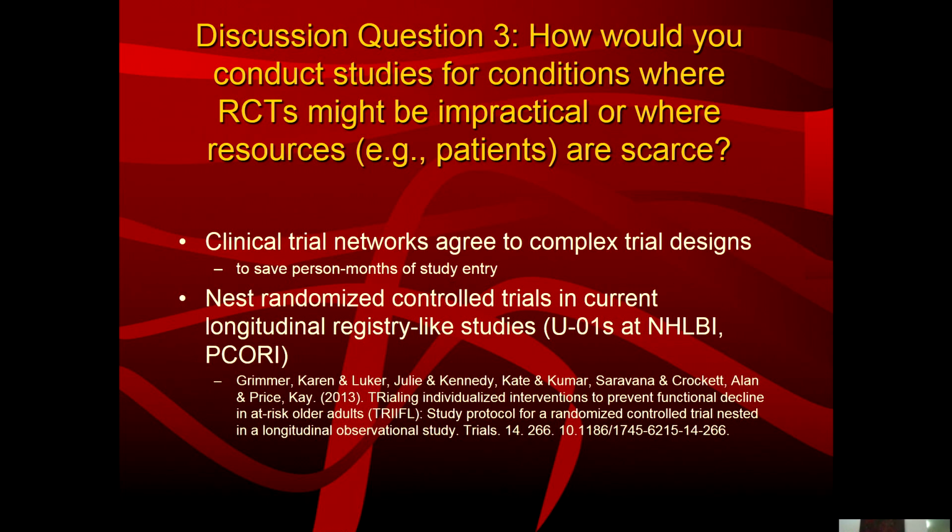There's a clinical trials network being formed by the American Society for Hematology. There's been a federally funded clinical trials network in the past, so networks are good. You need 20 to 50 sites to do most studies, and each site will contribute anywhere from 2 to 30 patients. You could do nested randomized controlled trials as part of longitudinal studies, either currently funded or about to be funded, such as the U01s that were recently funded at NHLBI, or PCORI-funded studies for transitions of care. And you could try to get cooperation between various sponsors of these trials so that man-months are spared during the trial enrollment.